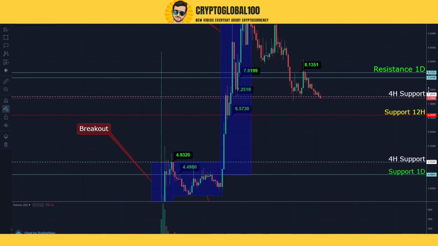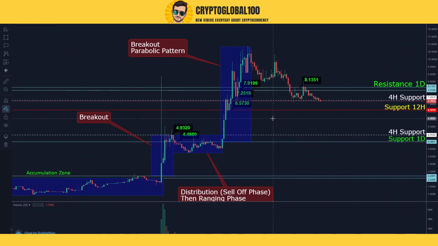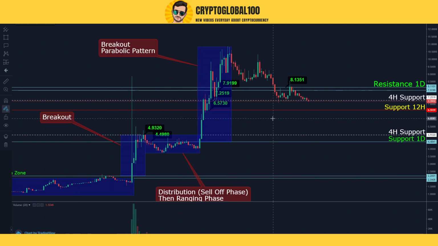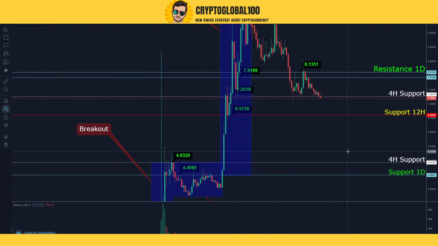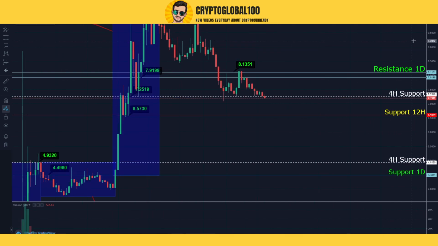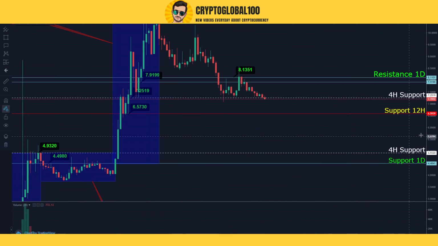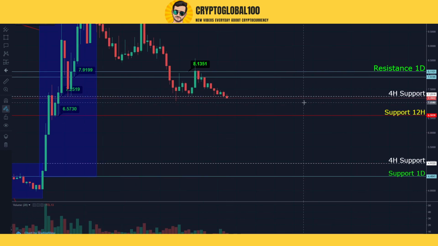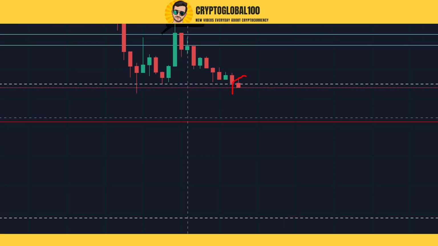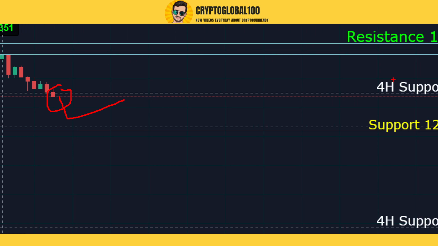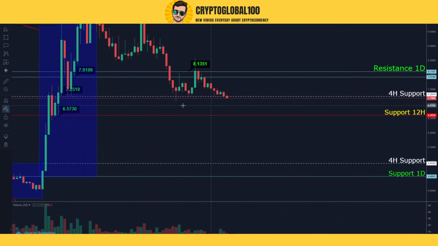I have shown you the general trend, the overall picture. A lot of people have asked me for the Mobox detailed analysis, and this is the detailed analysis for you guys. Now you can see this is a 4-hour chart and 4-hour candle, and we have broken the 4-hour support here. You can see exactly the 4-hour support has been broken.